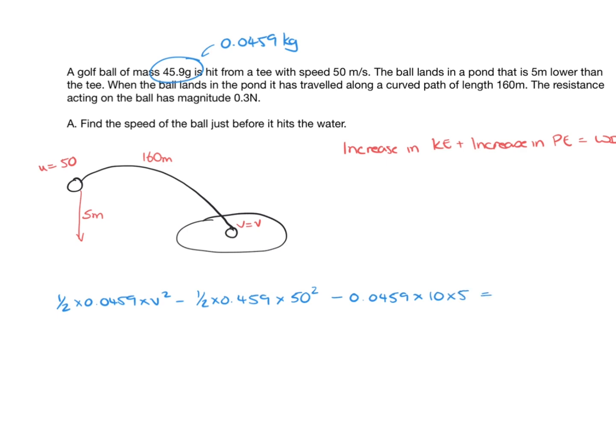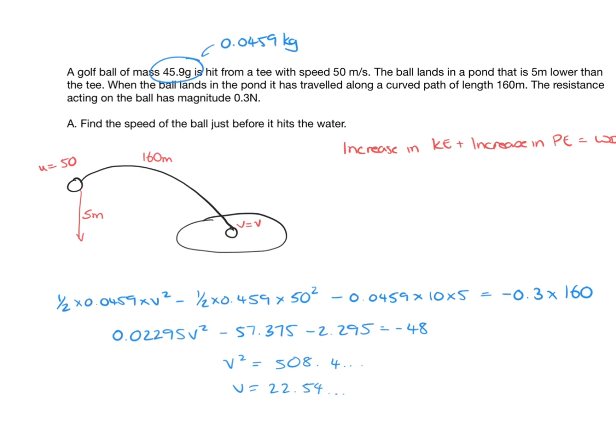To calculate my work done, I'm going to look at the resistance acting on the ball, which is 0.3, and the distance it's travelled. So we do the force multiplied by the distance. It's going downwards, so this is going to be negative 0.3 times 160. So to be able to get V, I'm going to need to rearrange this. So I've simplified it a little bit, and this is going to rearrange to V squared is equal to 508.4. So V is going to be equal to 22.54, which if we give it to 3 significant figures, will be equal to 22.5 metres per second.